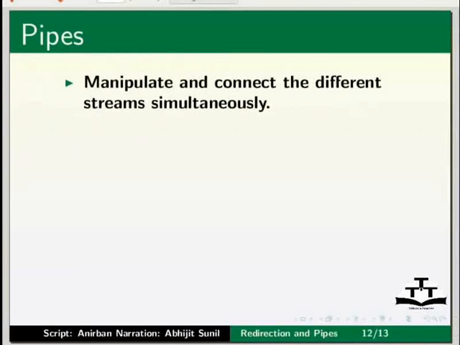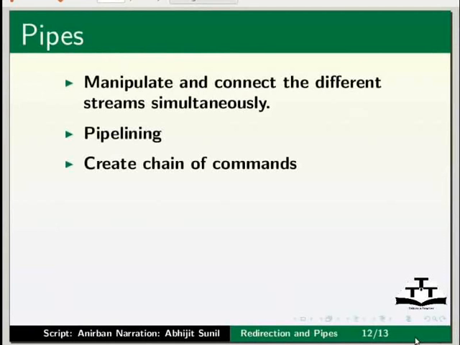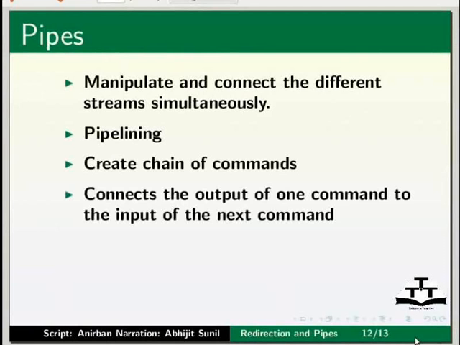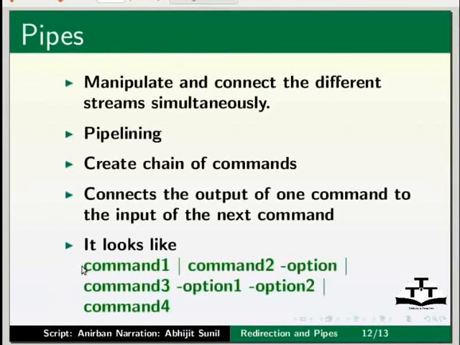We have seen how the three streams standard out, standard in, standard error are redirected and manipulated separately, but the real power of this concept can be gauged when we can manipulate the streams together, that is, connect the different streams. This process is called pipelining. Pipes are used to create chains of command. A pipe connects the output of one command to the input of the next command in the chain.